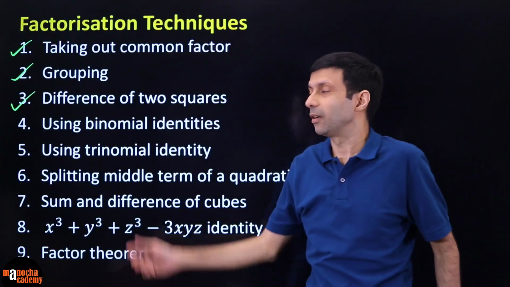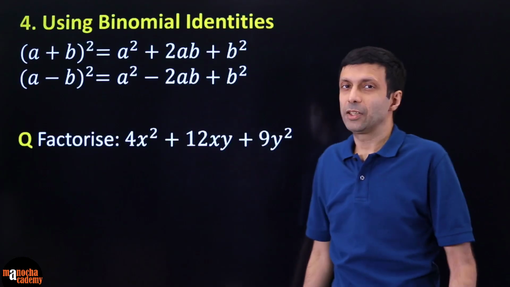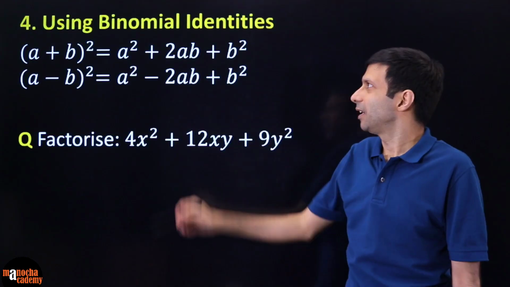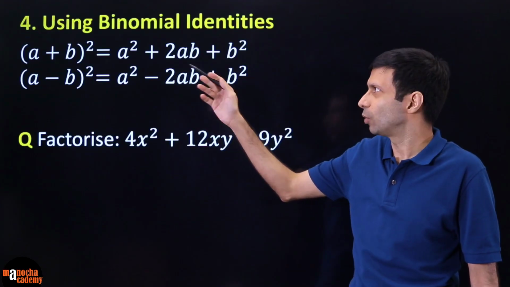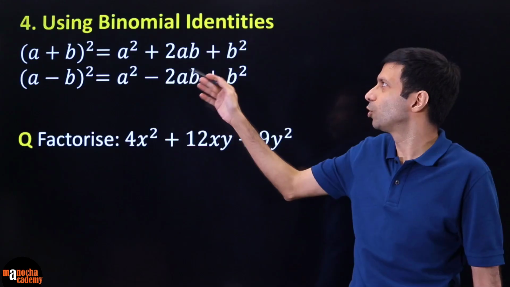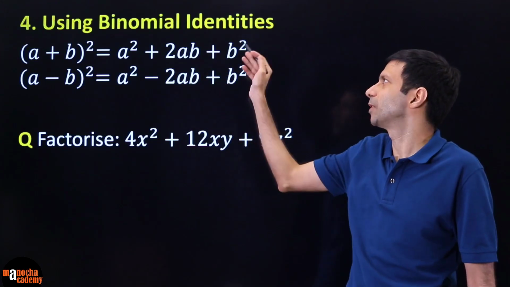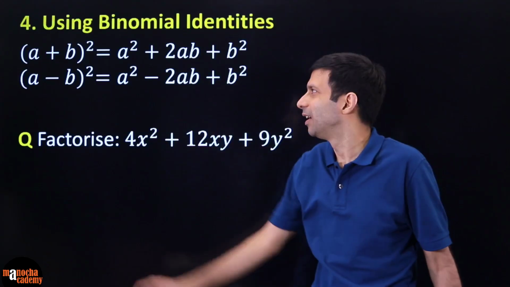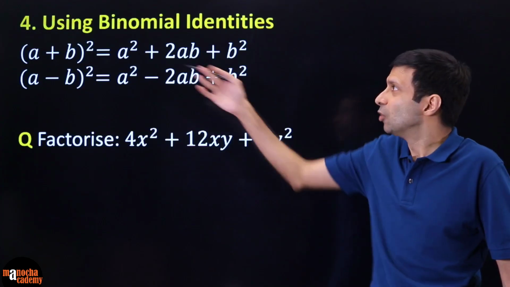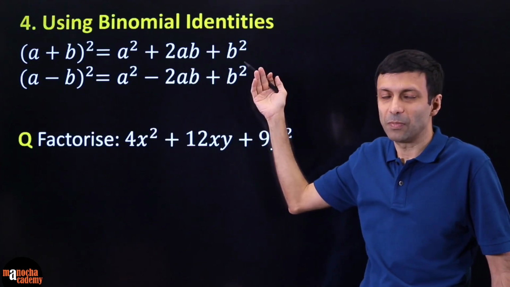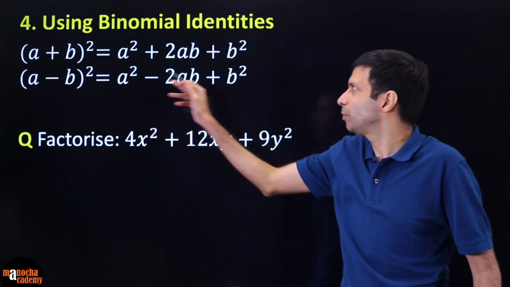Now let's look at using binomial identities. What are the two important binomial identities? A plus b whole square. Binomial means it has two terms, so a and b. A plus b whole square is a square plus 2ab plus b square, or you can learn it as a square plus b square plus 2ab, whichever way you like. And a minus b whole square is a square minus 2ab plus b square. So this is again expanding it out. If you multiply a plus b times a plus b, you'll get this. A minus b times a minus b, you'll get this.